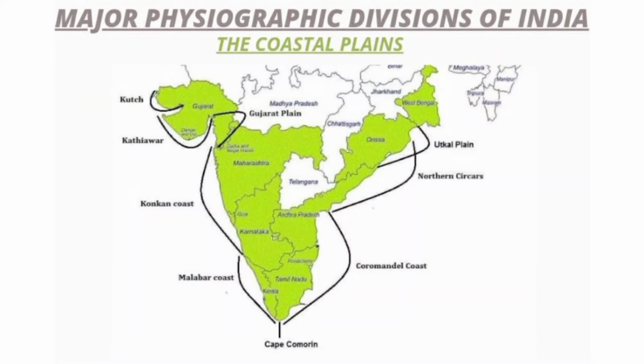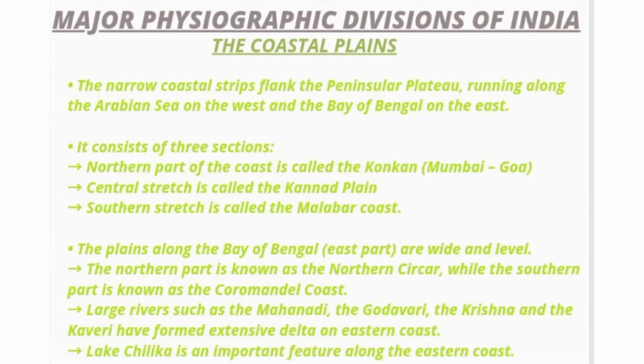The coastal plains. The narrow coastal strip flanks the peninsular plateau, running along the Arabian Sea on the west and the Bay of Bengal on the east. It consists of three sections. The northern part of the coast is called Konkan, that is Mumbai, Goa. The central stretch is called Kannad Plain. The southern stretch is called Malabar Coast.